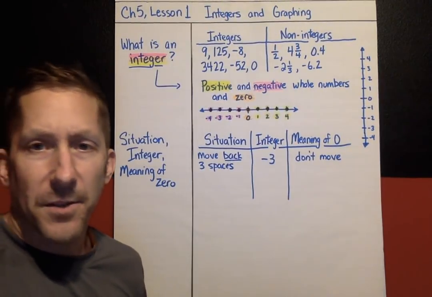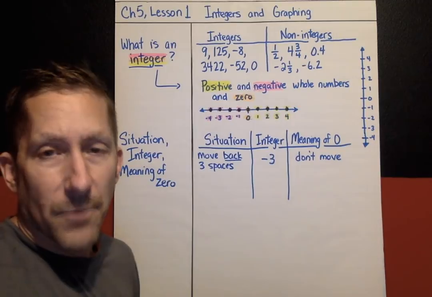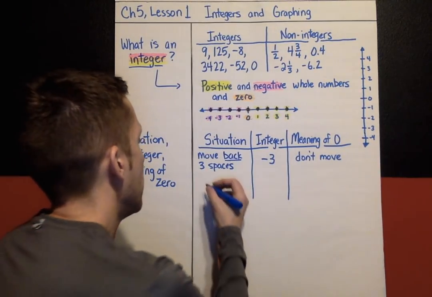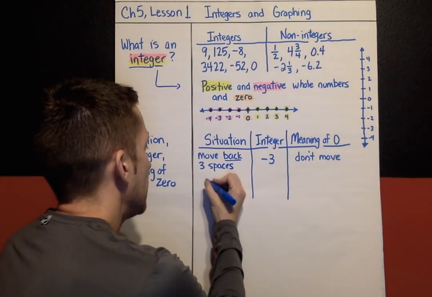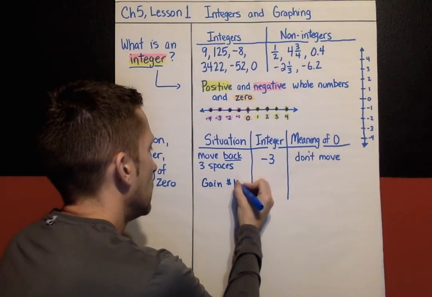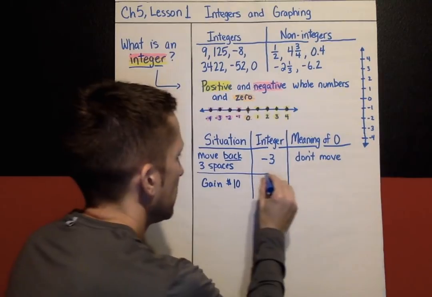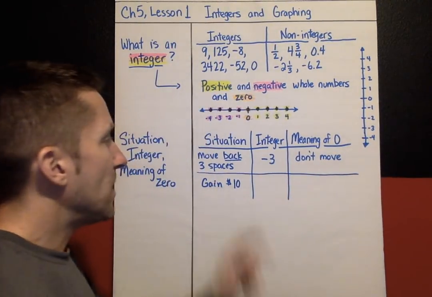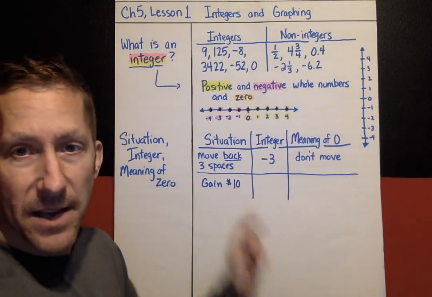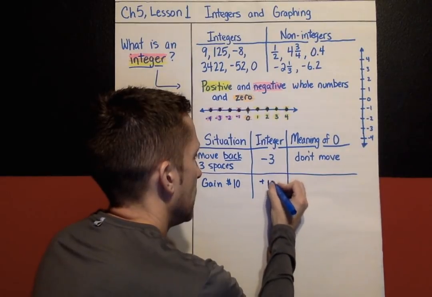Here's another real life situation where we use integers. Money, really common real life situation for integers. If you gain $10, and let's separate these with lines here, different situations. If you gain $10, what integer do you think that would represent? The answer is positive 10.